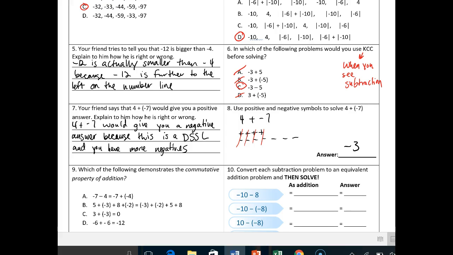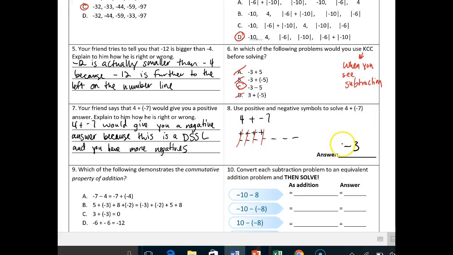Number 7, your friend says that 4 plus -7 would give you a positive answer. Explain to him why he's right or wrong. Well, 4 plus -7 would give you a negative answer because this is a DSSL problem, and you have more negatives. The absolute value of -7 is greater than the absolute value of 4, so you're going to keep the negative sign.